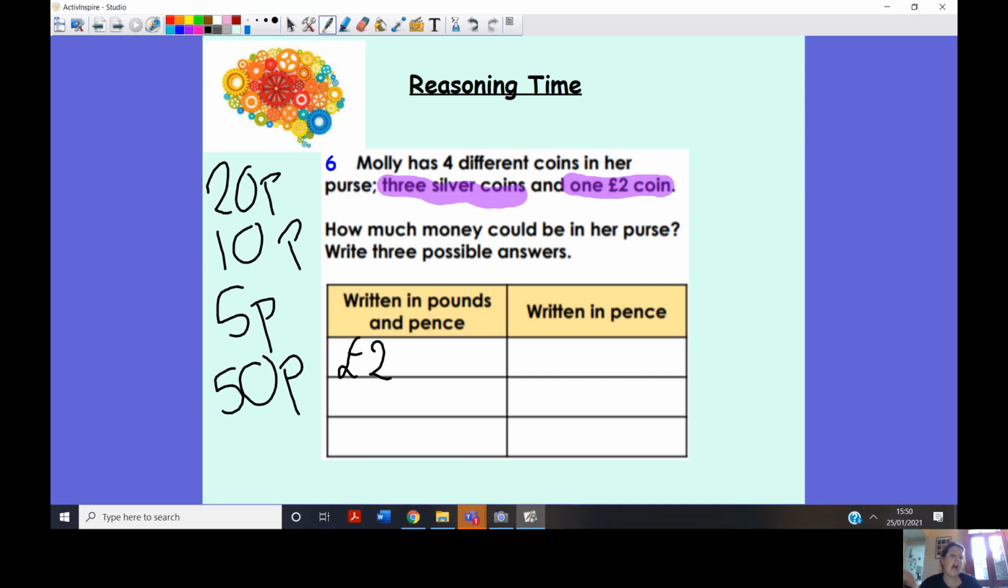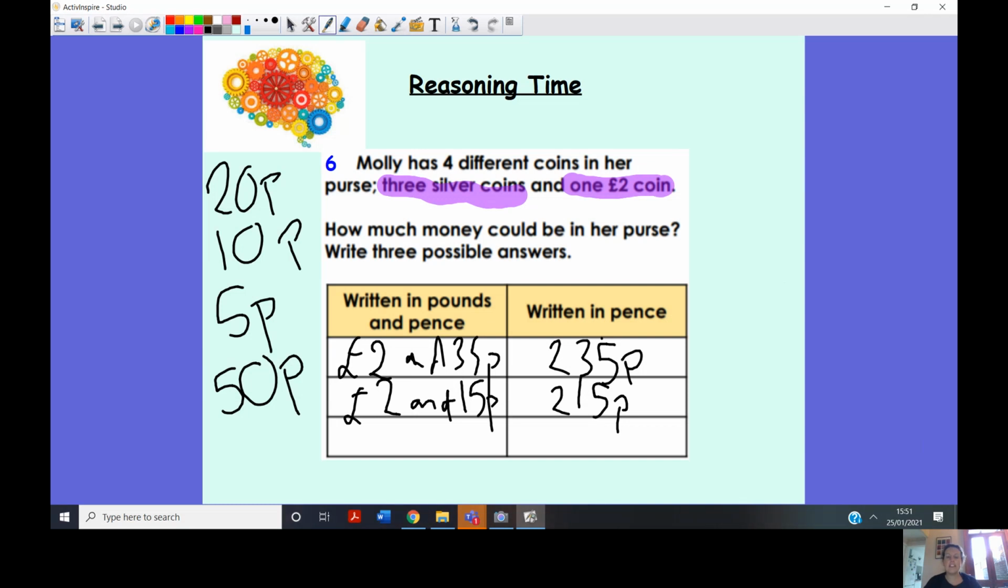So any combination of a £2 coin and those listed together, so we could say £2 and 35 pence, which would be 10, 20, 15p. Or you could have 3 of the same silver coin. So let's say 3 5p's, 3 times 5 is equal to 15. That's 215 pence. Or you could say £2 and 3 50p's. So 3 times 50 is equal to 150. 50, 100, 150. So £2 and 150 pence.